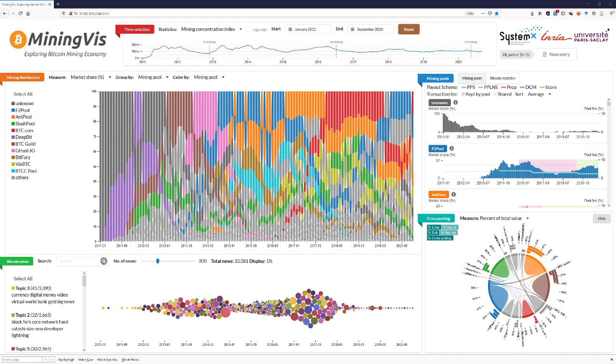Our exploration starts out with a look at the overall timeline here at the top, showing by default a mining concentration index. This index tells us how fragmented the mining market is, or to what extent it is dominated by only a few pools. Here we can see that the mining concentration index increased in 2013, just after the first halving day, when the Bitcoin network reduced the mining reward to half of its previous value. We can filter all other views to this particular time frame to see more details about what happened.